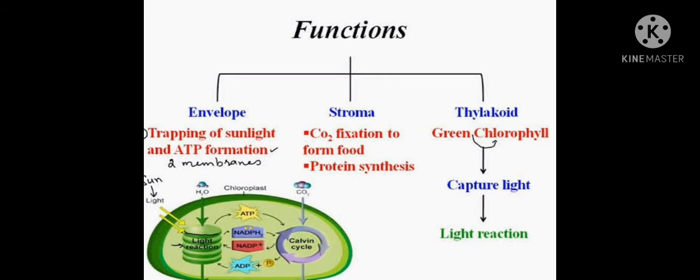Now see the specific function of every part of the chloroplast. Envelope means that membrane. The function of the envelope is the trapping of sunlight and ATP formation. Secondly, the stroma. Here the function of the stroma is carbon dioxide fixation to form food, and protein synthesis. And the function of the thylakoid, here the green mesophyll cells, that is the chlorophyll cells exactly, is to capture the light, and then the light reaction occurs. So these are the different functions of the different parts of the chloroplast.